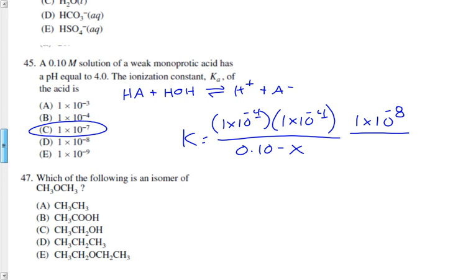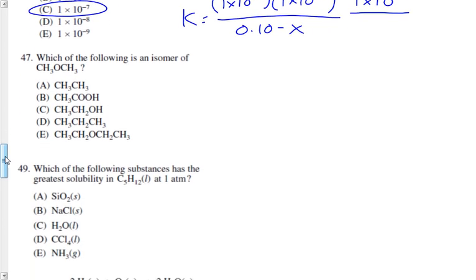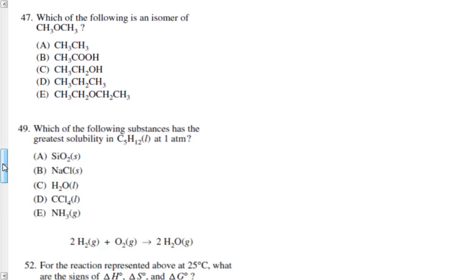Oh, did we get this one? What is number 47? What did you come up with? C. Yeah, it's C. What's an isomer? Same formula. I mean, same atoms, right? It could even look like the same formula, but different structure. In this case, they're trying to go out of their way to show you different structure.